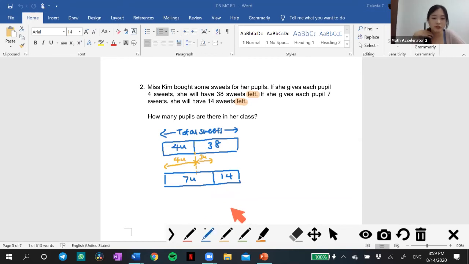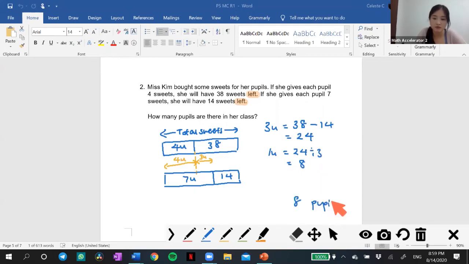Right, so can you let me know 3 units is what? What must you do? Okay, 3 units. 38 minus 14. So 3 units will be 24. So with this, you can find 1 unit divided by 3. So 1 unit is 8, so there are 8 pupils. Yep, so a lot of you got it. 8 pupils is the answer.